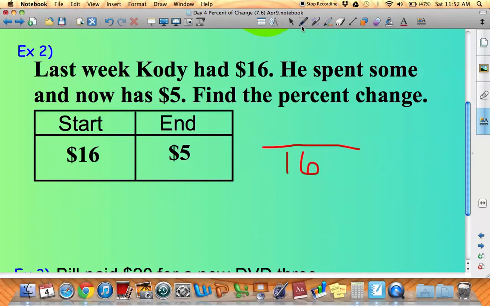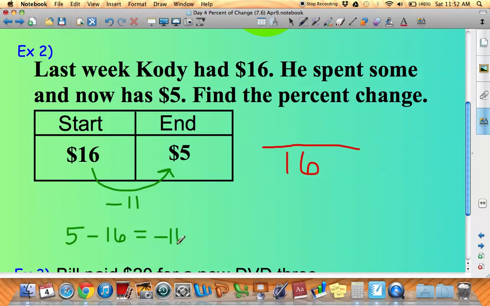Now this time when you're looking at what he started with and what he's ending with, Cody has less money. So this is definitely going down. Mentally, I'm thinking, okay, well, down $10 would give him $6, but he went a little bit further. So this is down $11. If that process is not your favorite, you can again take the ending number, 5, and subtract the beginning number, 16. Either way, you should be getting a negative answer, negative 11.